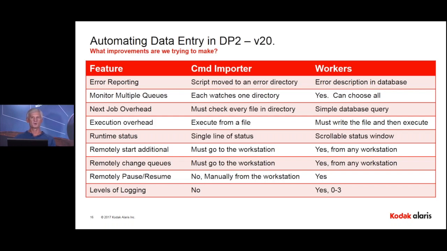Not something I think you'll notice, but the decision of which job to run next is much more efficient with workers than it is with command importers. If I throw 1,000 files into a command importer's directory, well, I've got to walk through that whole directory and figure out which one has the oldest date before I can run it. So every time I want to run another file, I've got to walk through that whole directory. Whereas with workers, I just do a little query of the database and I get the next one.